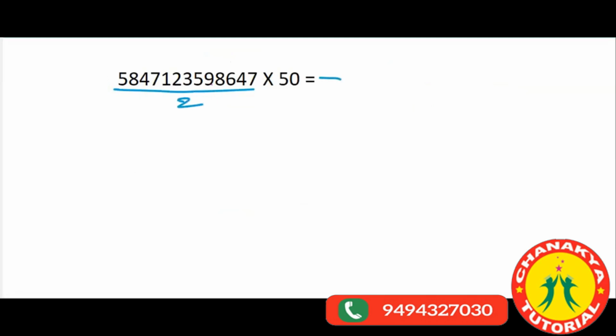1 is the remainder. Just a second. 2 2s are 4 with 1 remainder. Okay. 2 9s are 18, remainder 0. Okay. Again 2 2s are 4, remainder is 0. Okay. 2 3s are 6, 3 times with remainder 1. 2 5s are 10, remainder 1 again. 2 6s are 12 with remainder 0. 6 times with remainder 0.